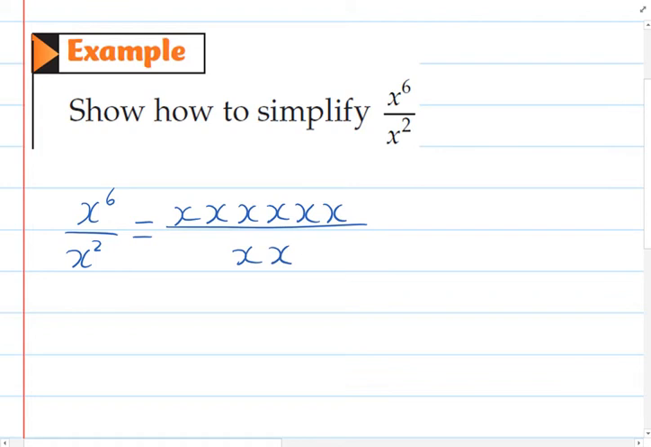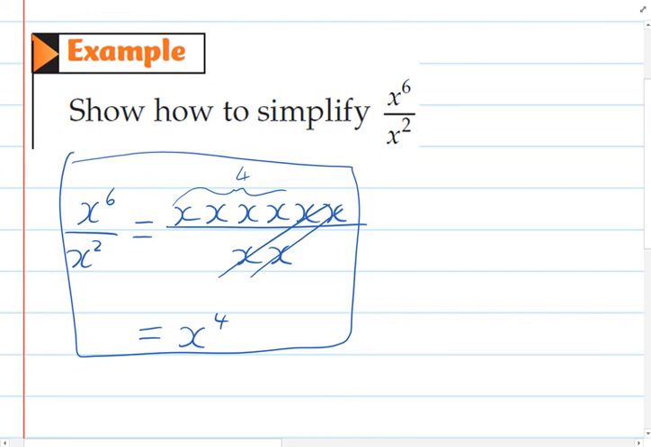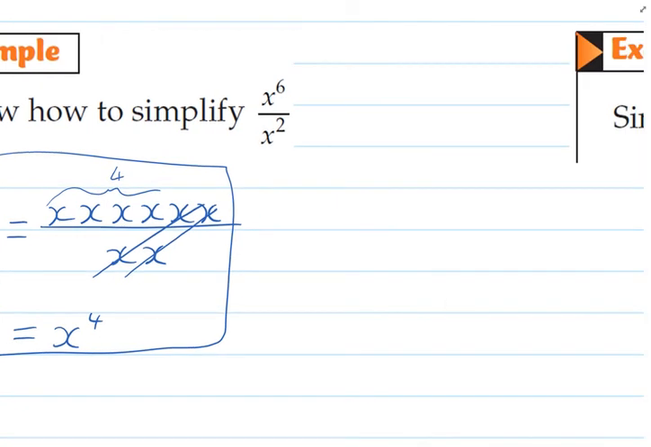And we remember that anything divided by itself is 1, so those 2 x's cancel out. And so we're left with 4 x's timesing on top. So that means we can write our answer as x to the 4. Okay, so that's one method we can use. Another method we can use after we write out the question is we can simply subtract those powers. And so we can go straight to x to the power of 4 because we just subtract.